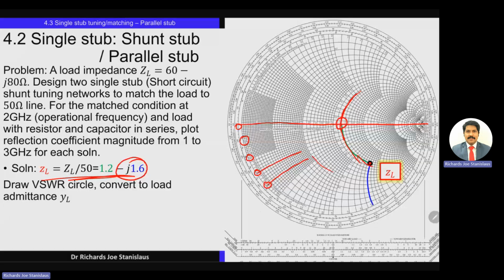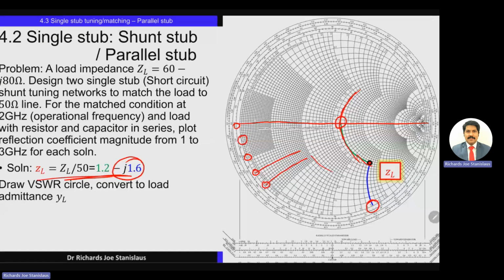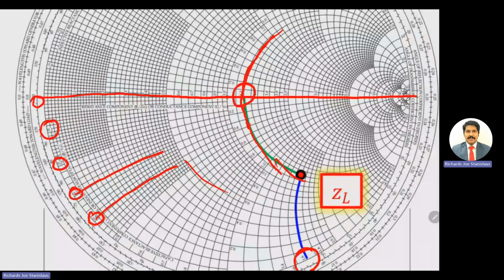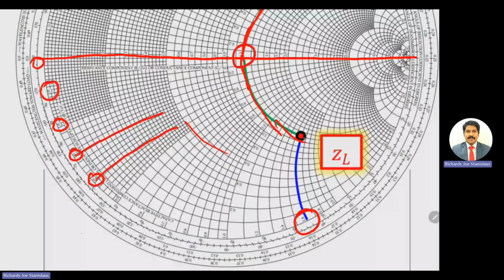So now minus j1.6 is over here along this in the Smith chart, right? This blue circle which goes towards the right side of the Smith chart is the minus 1.6j circle, right? The intersection of the minus 1.6j circle and the real circle 1.2, which I've just highlighted in red, represents the normalized load impedance, which is ZL.